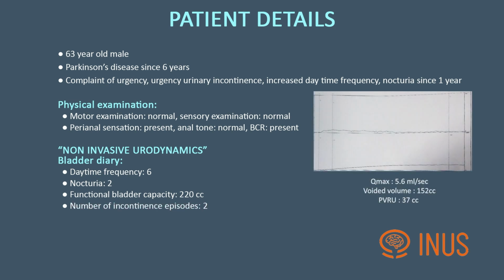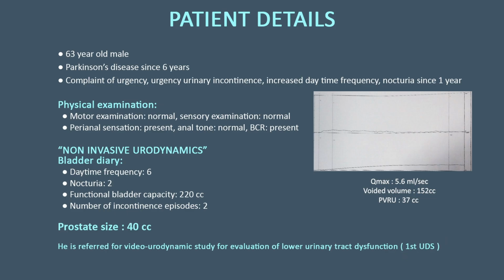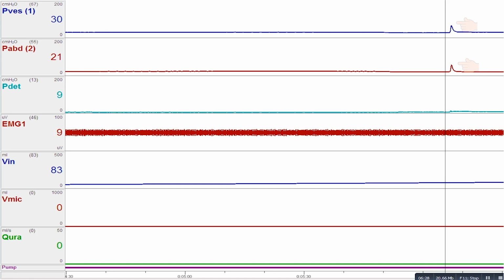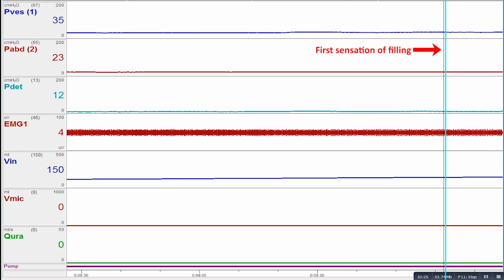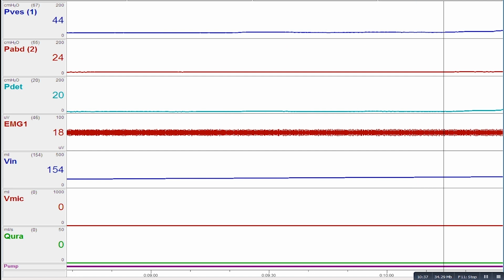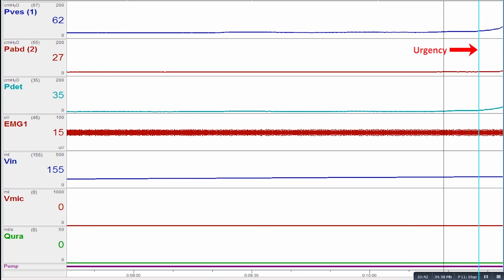Uroflowmetry shows a maximum flow rate of 5.6 ml per second and a post-void residual urine of 37 cc. The patient has a prostate size of 40 cc. The patient is in sitting position and we have started filling the bladder at the rate of 20 ml per minute. We have checked for quality signals. The patient is reporting the first sensation of filling at 149 cc. The patient reports urgency at 154 cc.